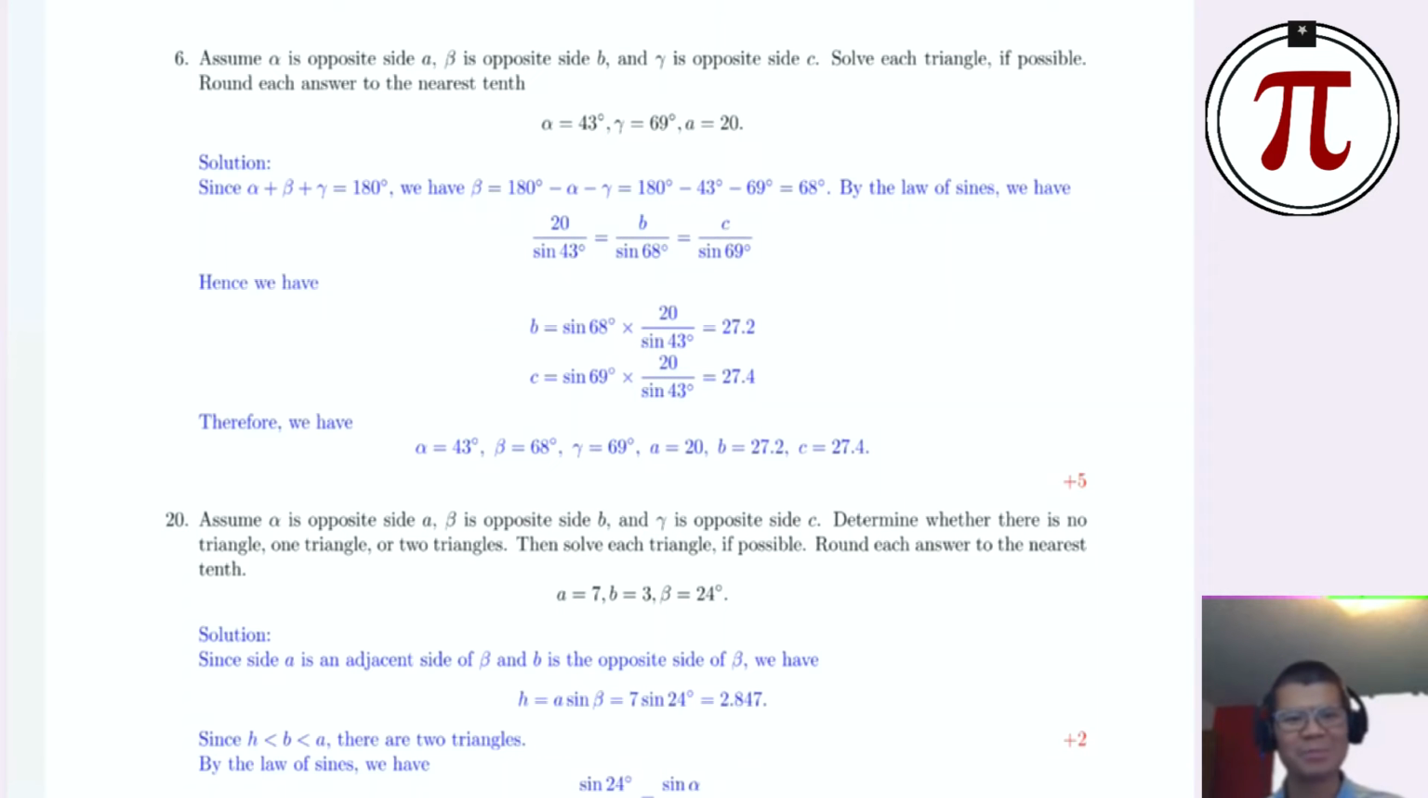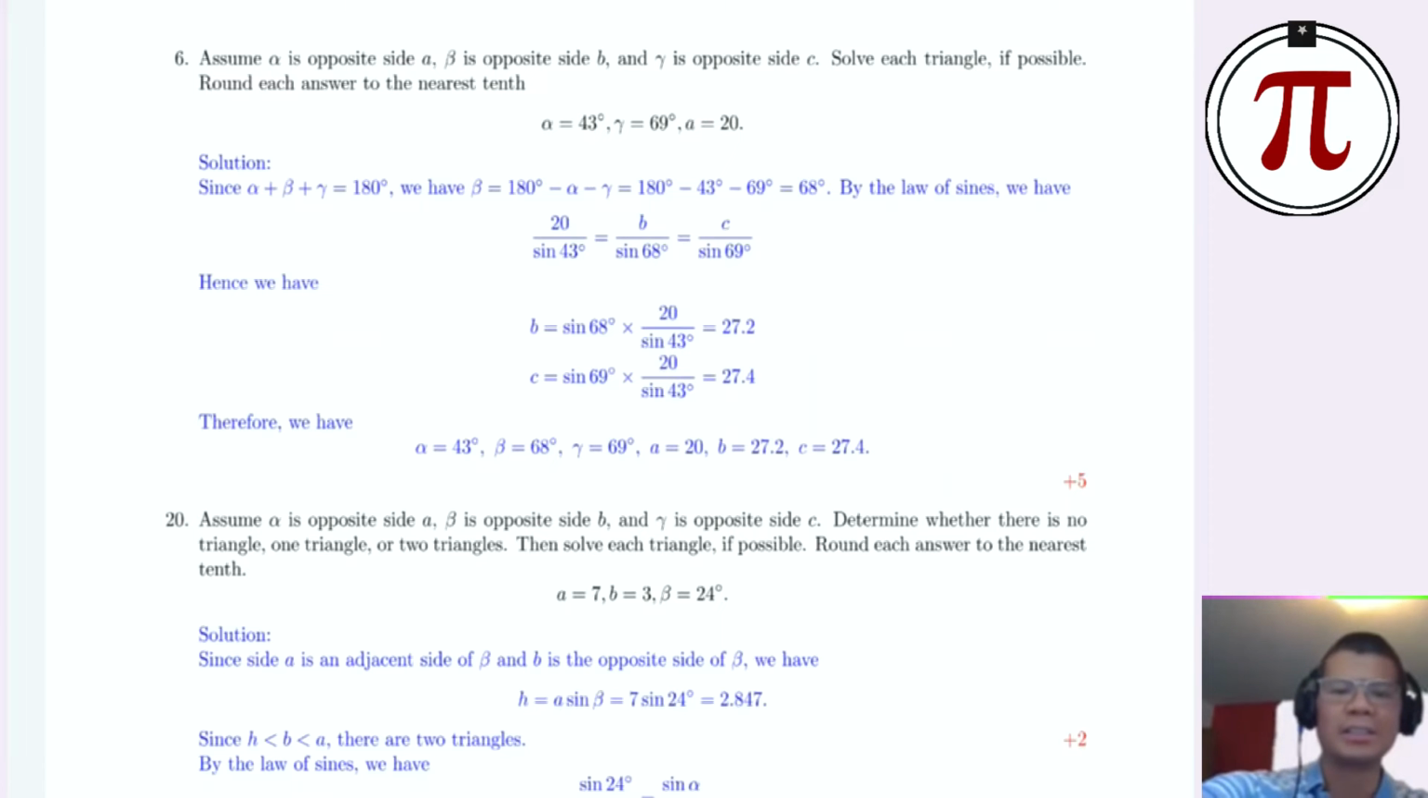Okay, all right. So let's consider the quiz first. Question 6. Nick, can you read it for us, please? Yes. Assuming alpha is opposite A and beta is opposite B and theta is opposite C, solve each triangle if possible. Round each answer to the nearest tenth. Alpha equals 43 degrees, theta equals 69 degrees, A equals 20.